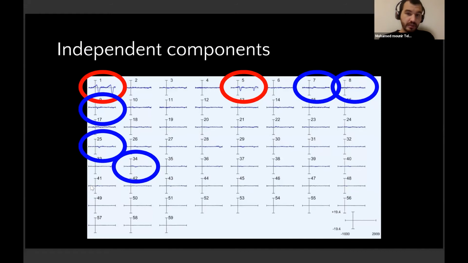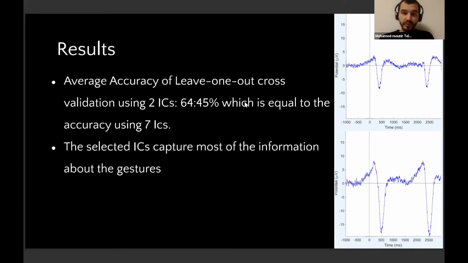As you can see here, we see the ERP of the independent components. The red ones show the most prominent ERPs, and the blue ones show some activity. The rest was just discarded. And for the classification, one time we used the 7 independent components, and one time we only used the red ones. To test the model, we used leave-one-out cross validation.